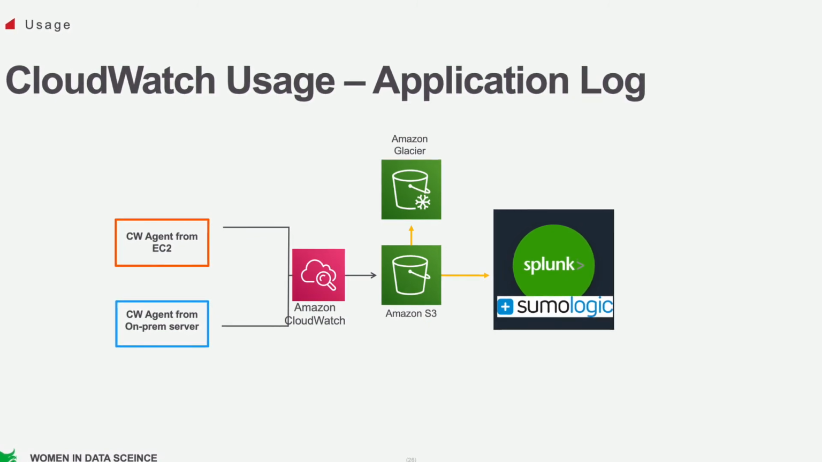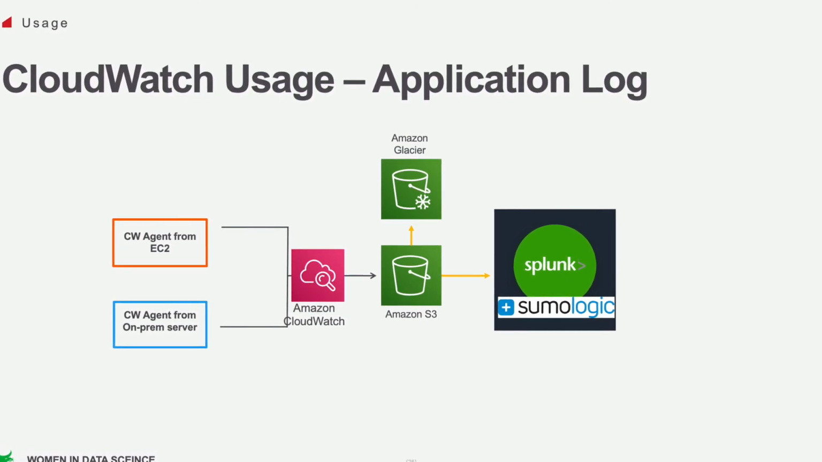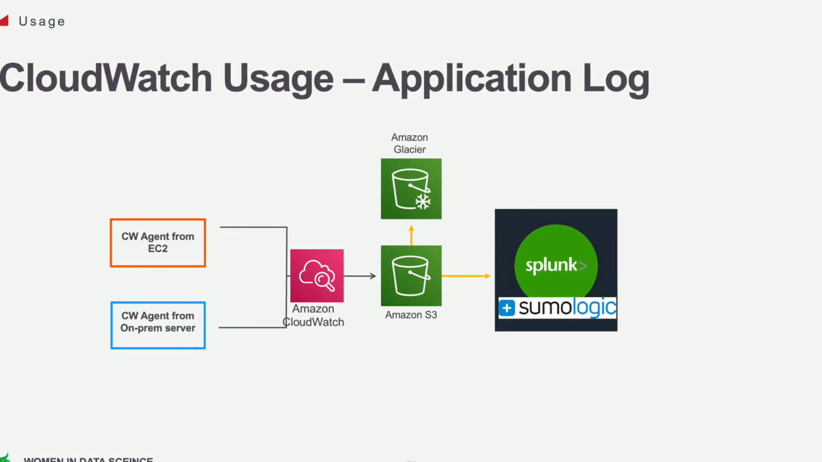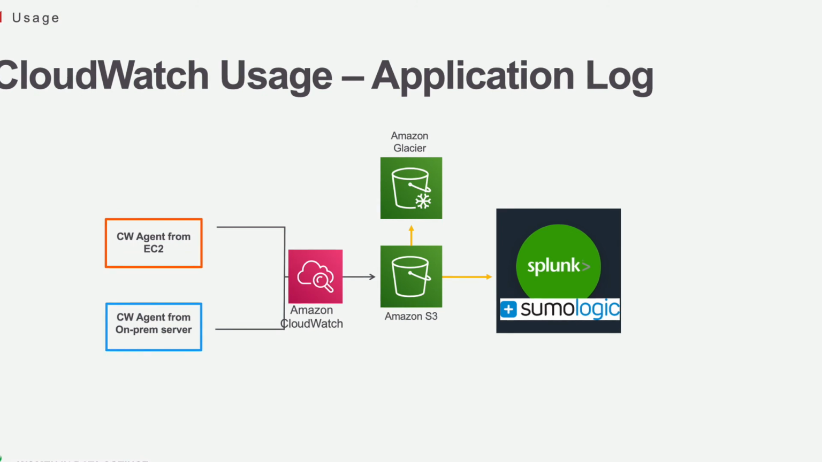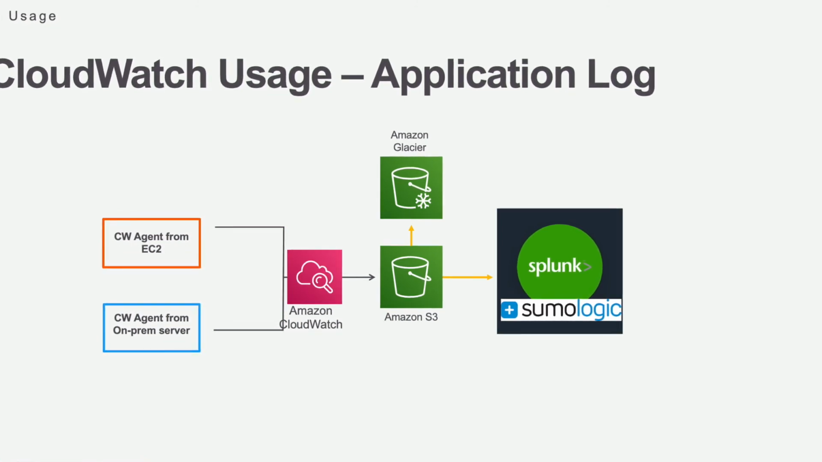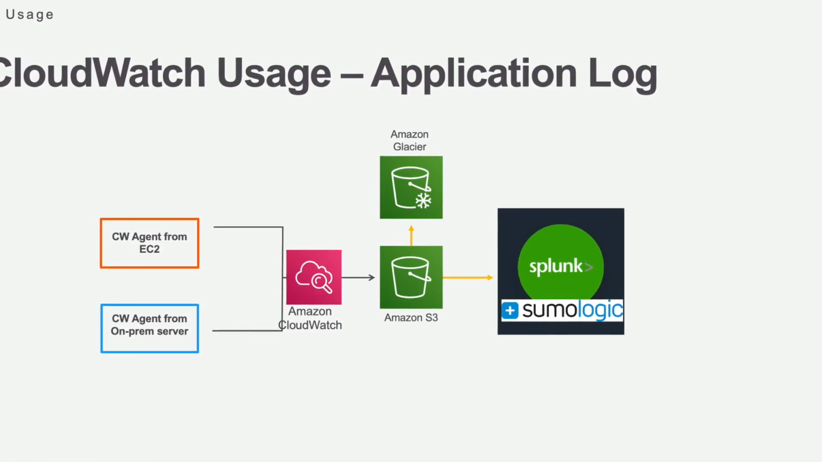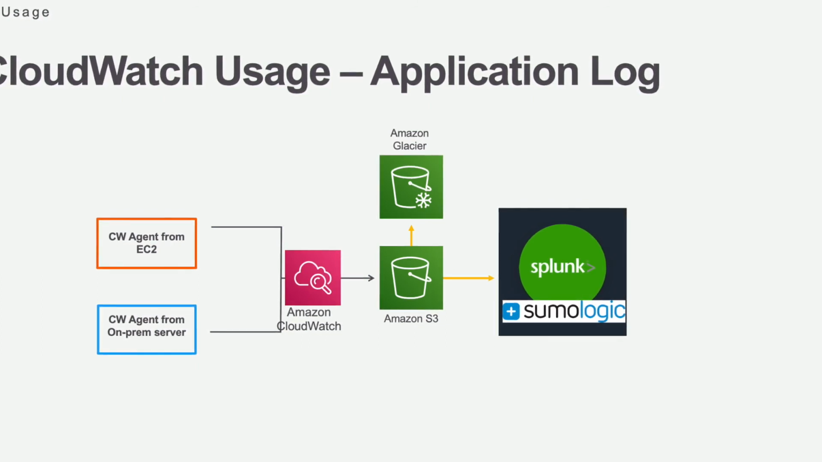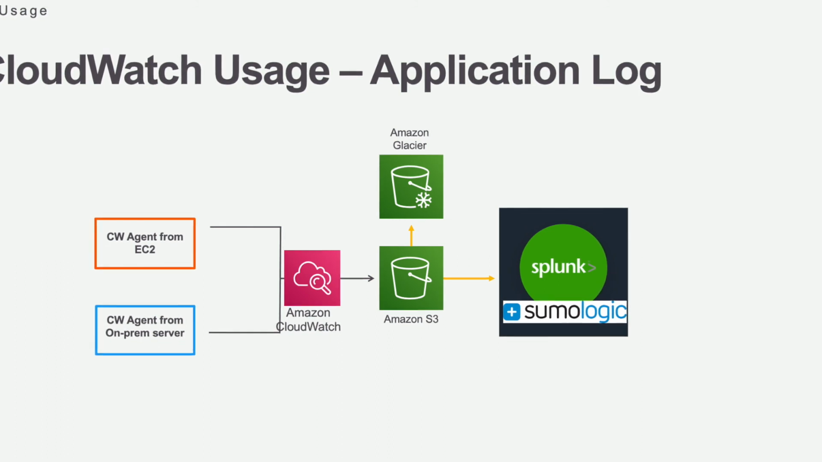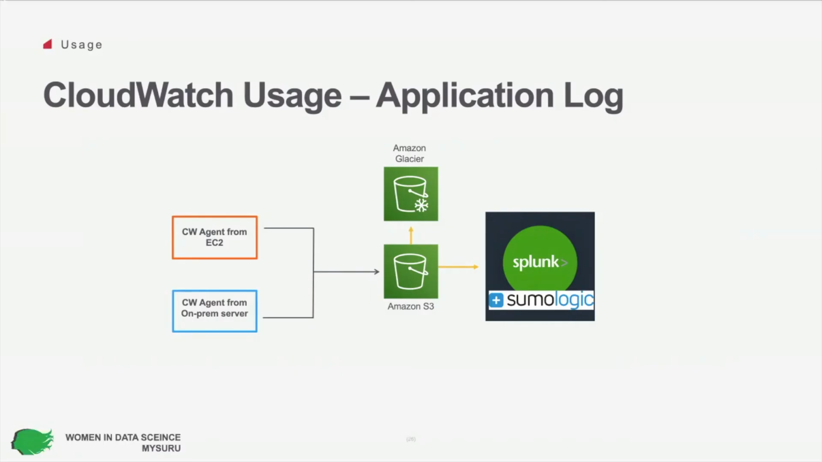Once you send these logs to the S3 bucket, later they can be visualized through Splunk or Sumo Logic. And the logs beyond a certain time period can be sent to Glacier for archival purposes. Then you can define a retention policy also, so that the information stored in Glacier can be deleted after 6 months or 1 year down the line. So this could be one of the usages.